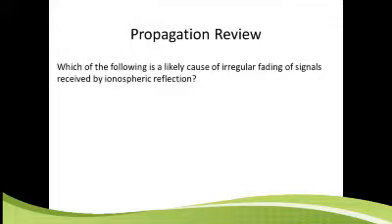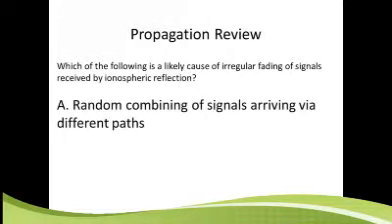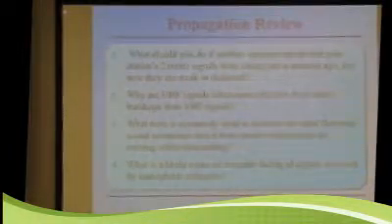What is the likely cause of irregular fading of signals received by ionospheric reflection? You got irregular fading. That's combining signals through different paths, the random combining of signals. Like I say, sometimes they might get there exactly the same time, and that's great. That reinforces it, but sometimes they might get there at different times, and it causes irregular fading. You can't tell exactly what's going on.